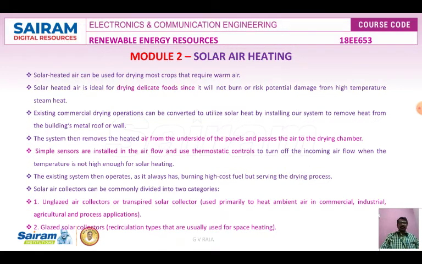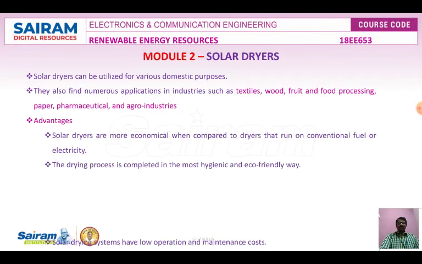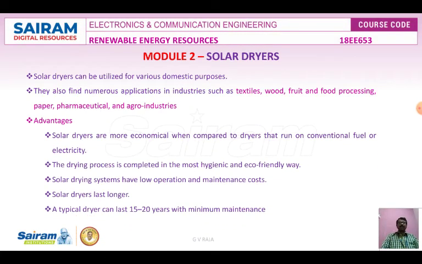Unglazed air collectors in the sense it is a transpired solar collector, which is used only in agriculture and other industrial applications. Next one is a solar dryer. Solar dryers are utilized for various domestic purposes. They also find numerous applications in industries such as textiles, wood, fruit and food processing, paper, pharmaceuticals and agro industries.